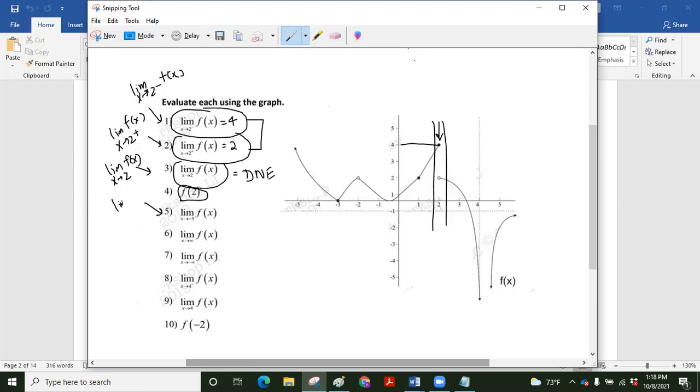This one here is asking the limit as x approaches -3 of f of x.